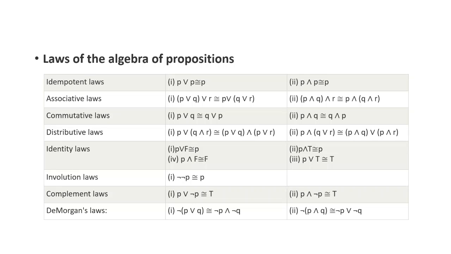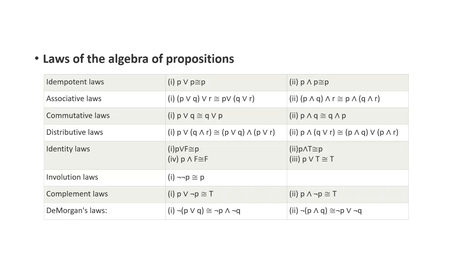Now for today's session, we will see what the different laws of the algebra of propositions are. So the first law is the idempotent law. Idempotent law, that is, P or P is equivalent to P, or P and P is equivalent to P. So both are the same, their AND or OR is equivalent to that statement, that is P.